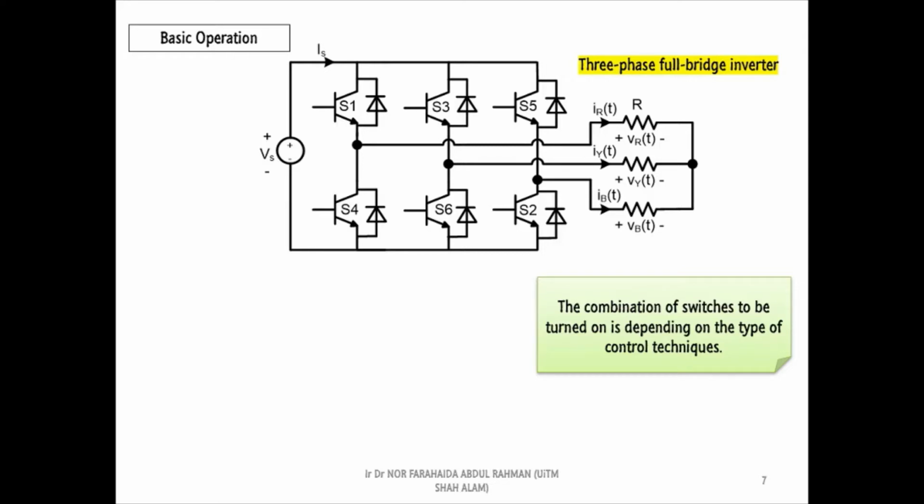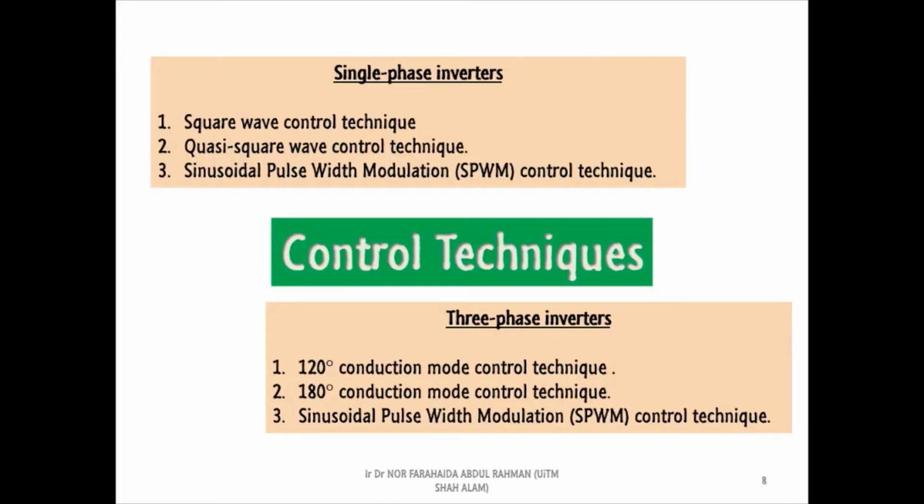Basic control techniques for both single-phase and three-phase inverters are as follows. To operate a single-phase inverter, you can use either square wave, quasi-square wave, or sinusoidal pulse width modulation (SPWM) control techniques. On the other hand, to operate a three-phase inverter, we can apply 120 degrees, 180 degrees, or SPWM control techniques.